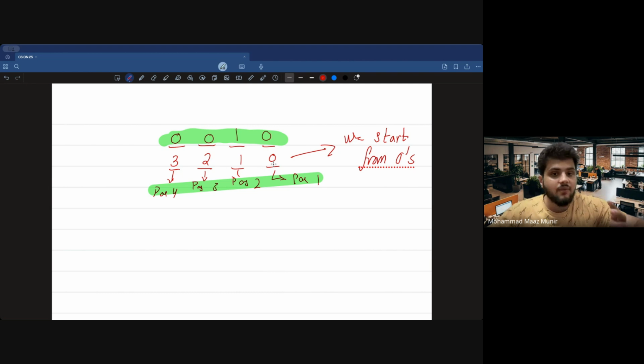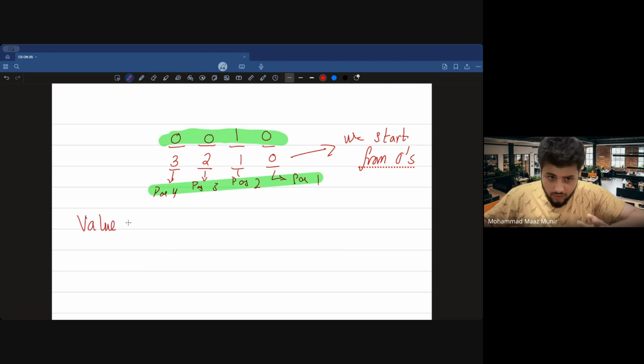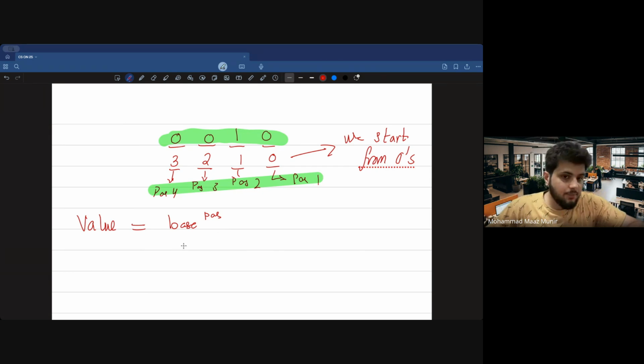So as we have binary as a base 2 number system, right? The value, which I told you before, just memorize this: the value for that specific position will come from the formula base raised to power position. Now, for denary, where we said 10, 100 and so on, it was 10 raised to power 1. So it was 10, right?